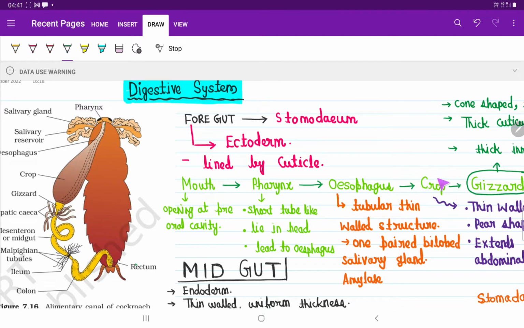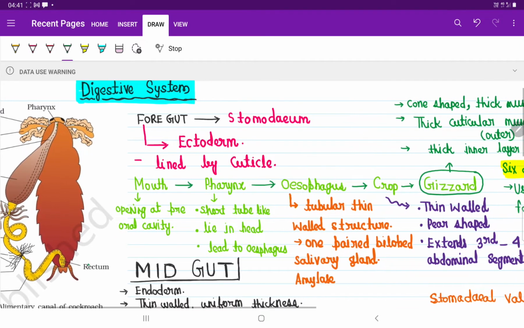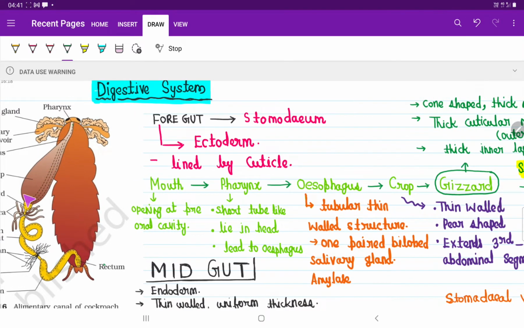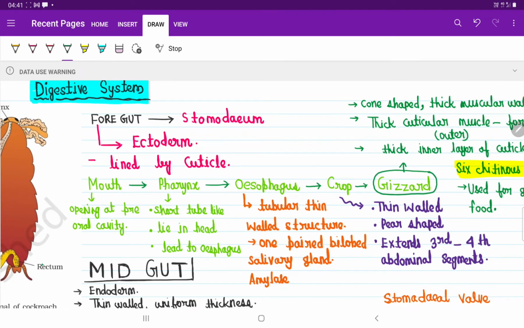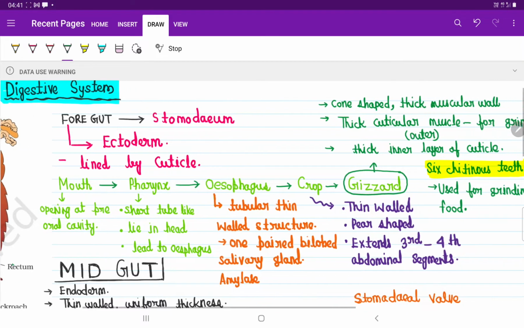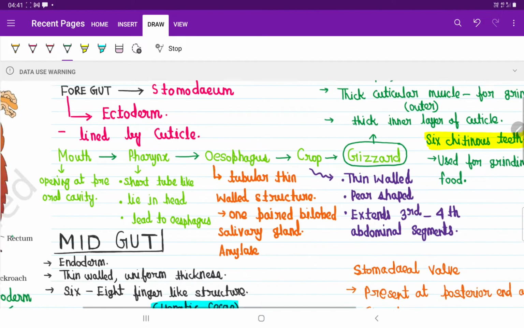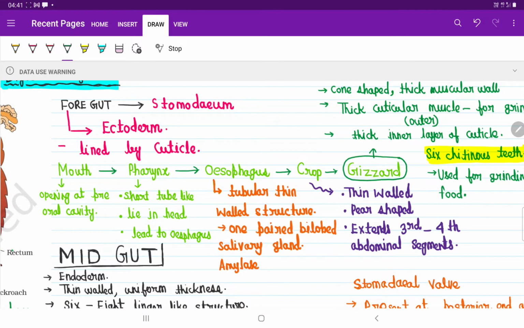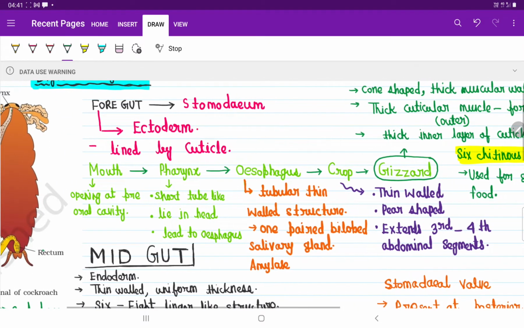And then we have the crop. Crop is a huge structure. It is actually thin walled, pear shaped, extending from the third to the fourth abdominal segment, and the major function of this crop is storage of the food. And after the crop we have the gizzard.